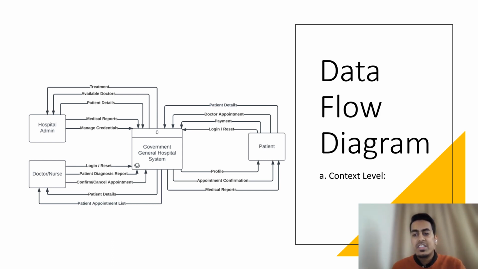Now, coming to the relation between the processes, we could see that the hospital admin can manage the credentials or they can send or show the medical reports to the hospital management system, and from the hospital management system they can see what treatment has been given and they can save the details and they can check the doctor availability and they can also check the patient details.